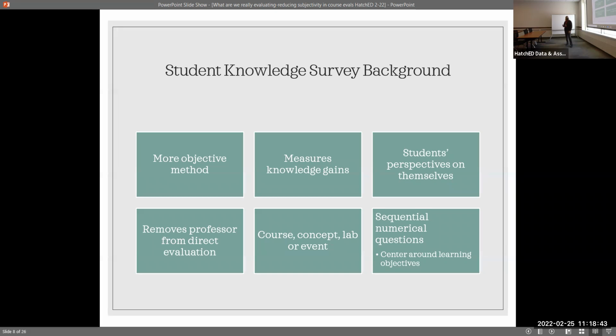So the knowledge survey is a sequence of numbered questions that center around your learning objectives for the course, lab, clinic, and so on. I'll show you very specifically what I mean by this, but in my opinion, one of the easiest ways to get started with a knowledge survey is to take your course outcomes from your syllabus and just dump them into a knowledge survey. At the beginning of the course and at the end of the course, the students are then reflecting on each course outcome and how much they feel they improved in knowledge.